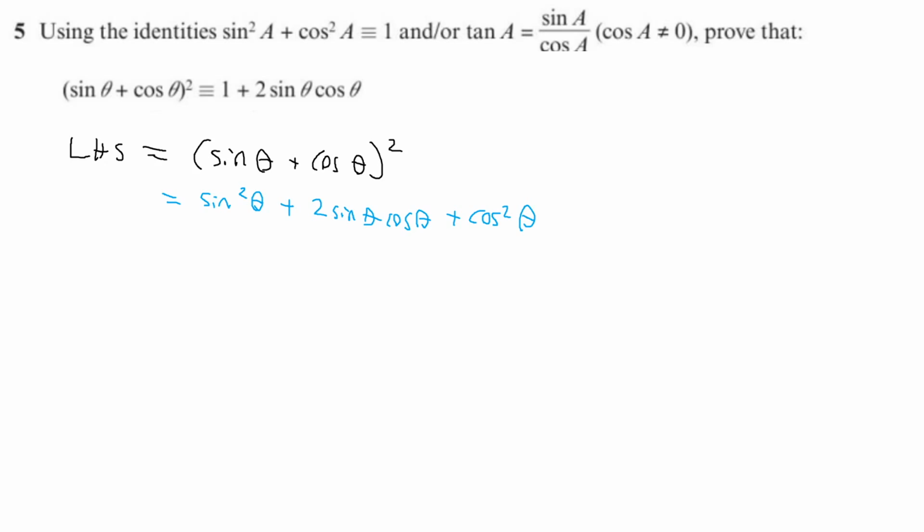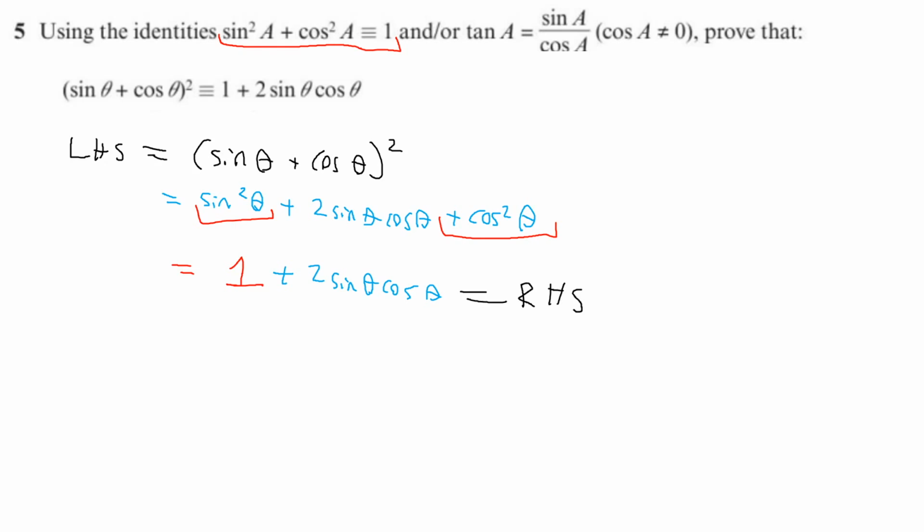Now what we're going to do is we can use this formula up here to realize that we have a sine squared theta and a plus cos squared theta. So if we add those two together, that's just going to be 1. And we have the 2 sine theta cos theta from earlier. So therefore, we can say that this is equal to the right hand side. And that is your final answer.